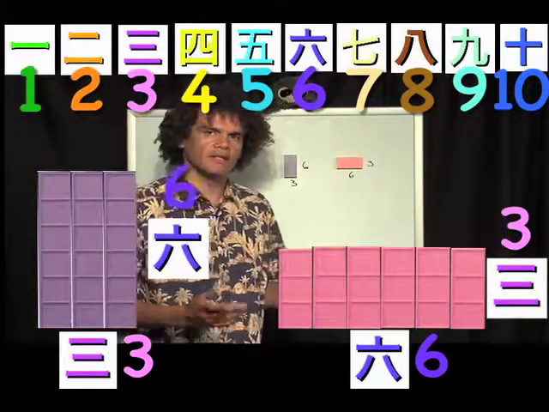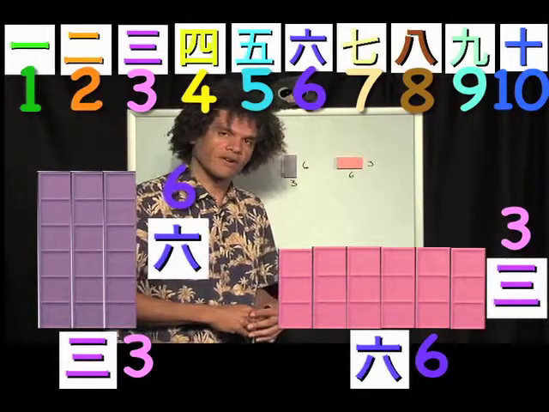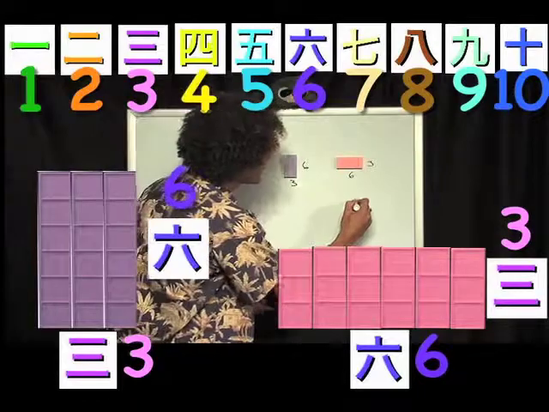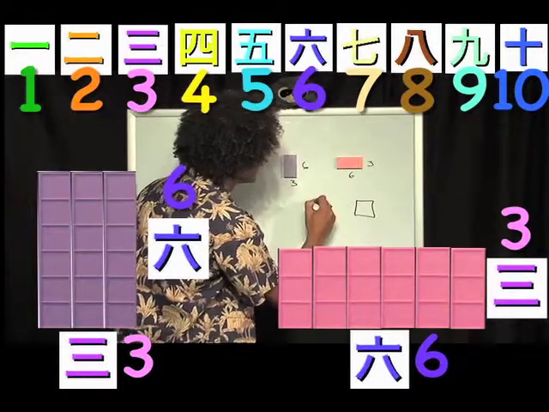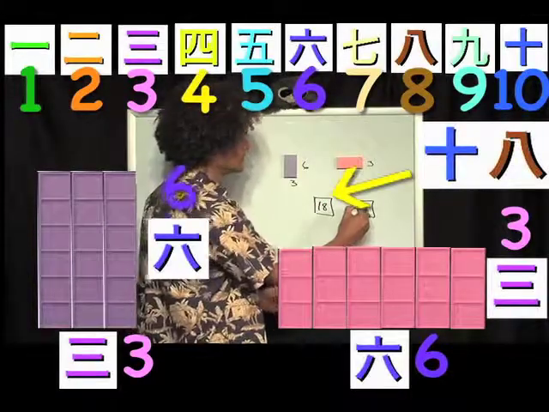Now you really can see that the multiplication and division are inverse functions. You can see it very clearly. Here I have a rectangle, here I have a rectangle. The whole rectangle is 18.